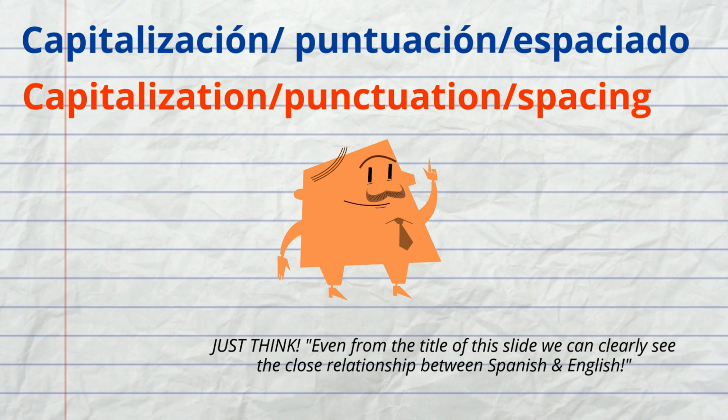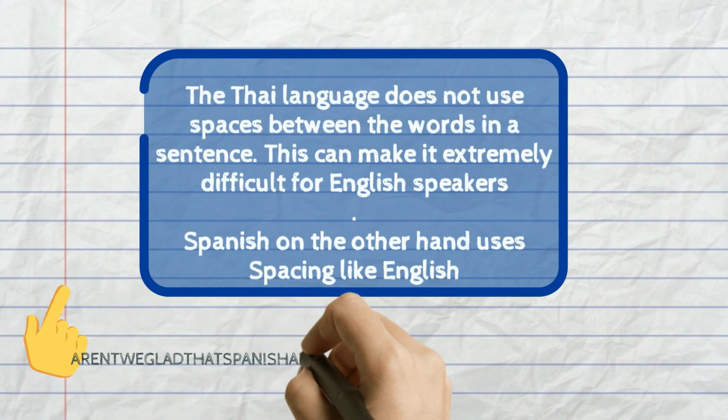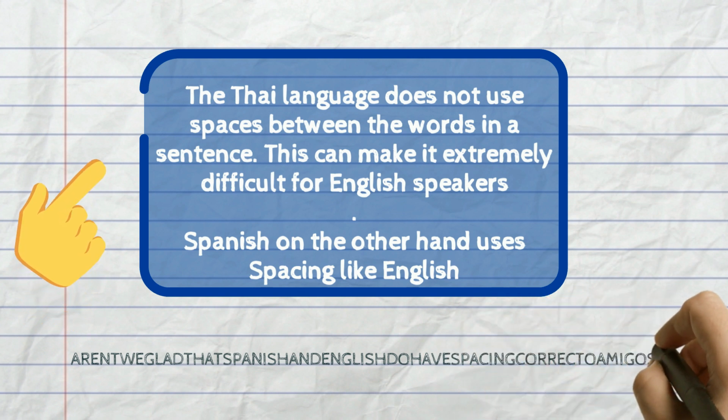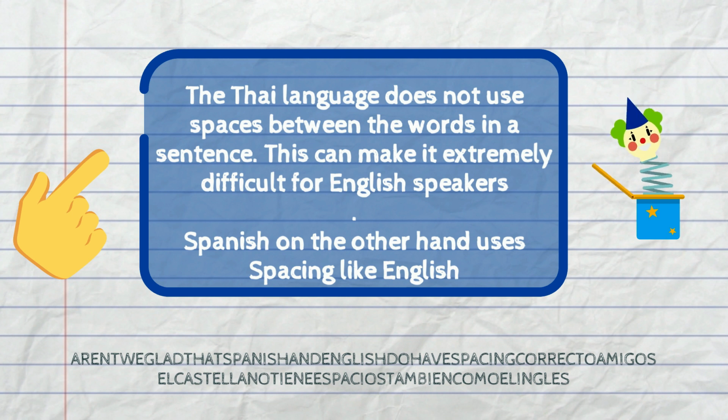Now, this is not the case with every language out there. For example, the Thai language does not use spaces between the words in a sentence. Imagine how difficult it can be for English speakers trying to learn it. Spanish, on the other hand, uses spacing like English. Sometimes we take all these similarities for granted, but it does make a big difference when it comes to learning a language fast.